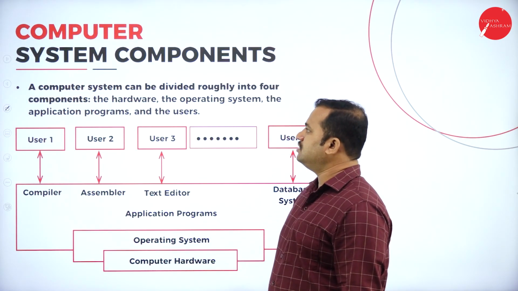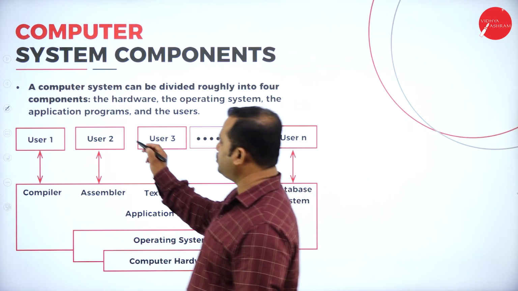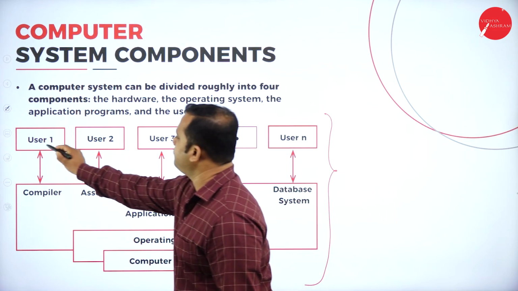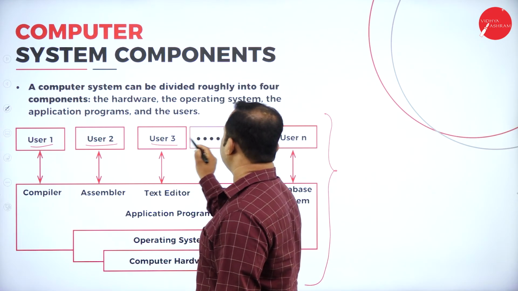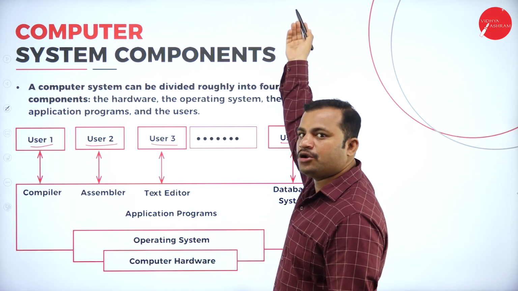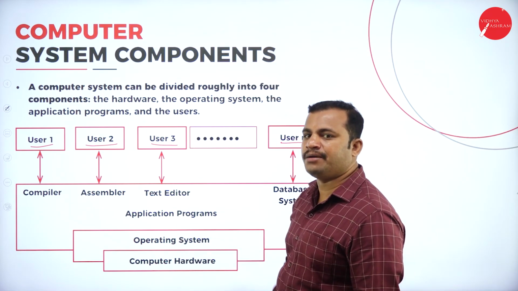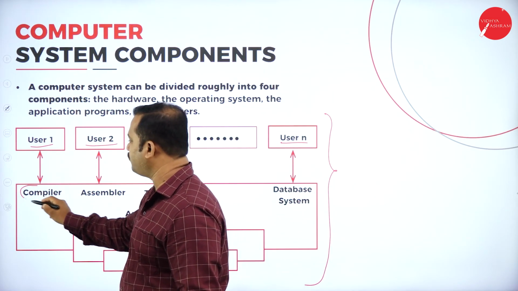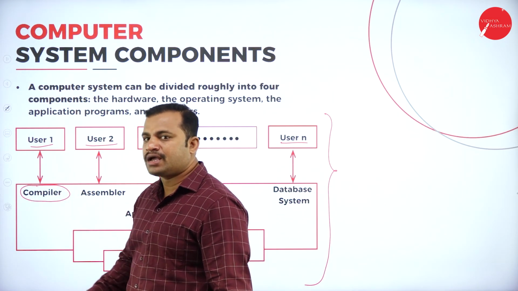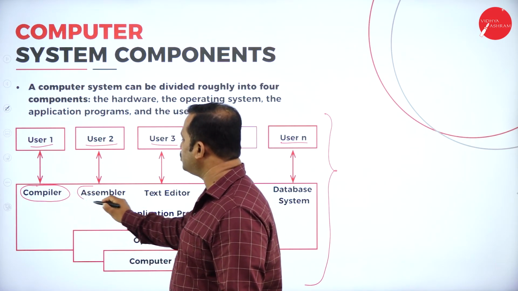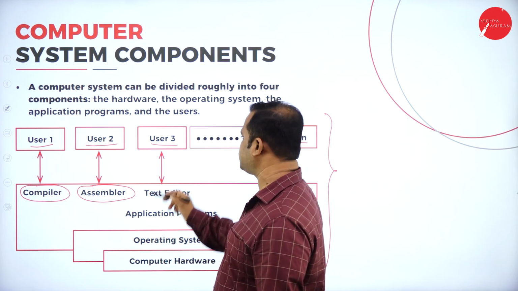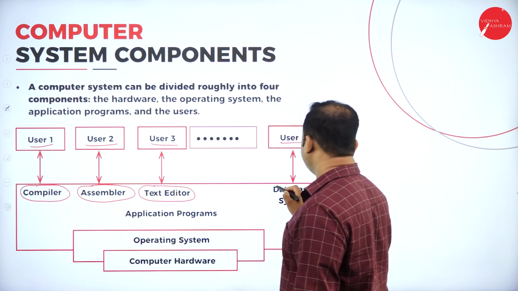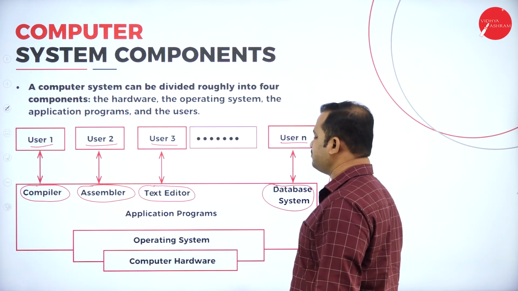If that is the case, you will see that in this pictorial representation, there are users: user 1, user 2, user 3, so on up to user n. There may be n number of users who want to use that computer system. Which is the task user 1 is doing? User 1 wants to perform the operations of compilation. User 2 wants to do the task of assembly operations. User 3 wants to perform the task of text editing. Then user n wants to perform the operations of database management system.